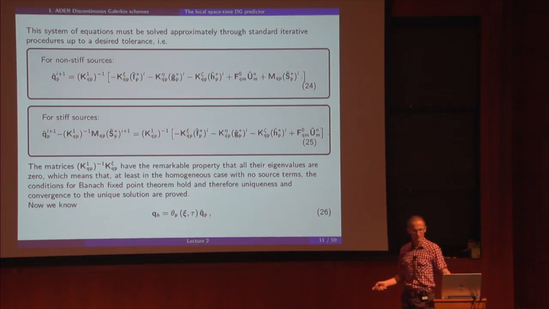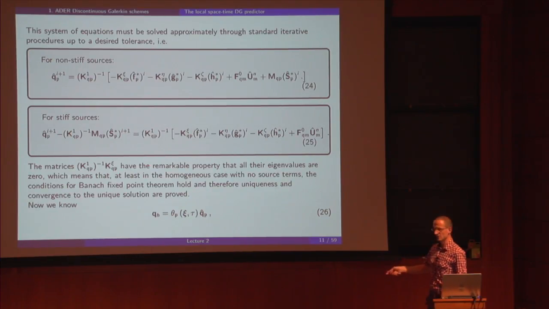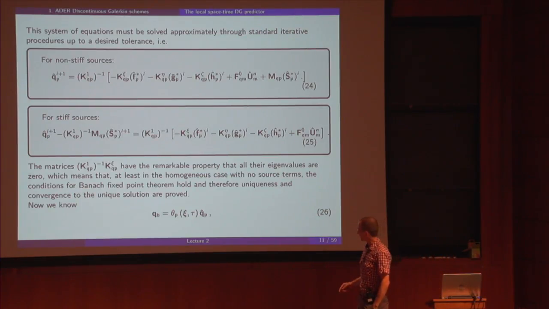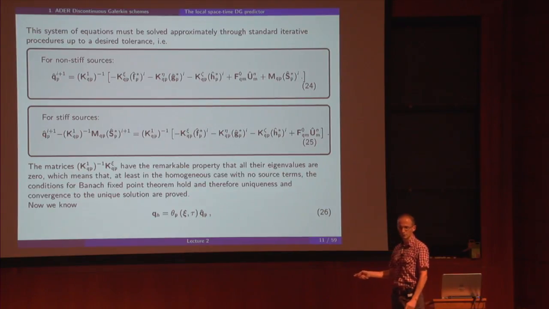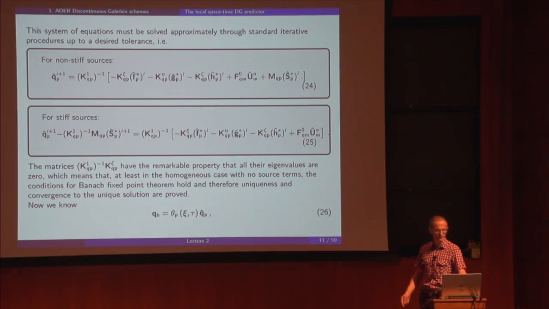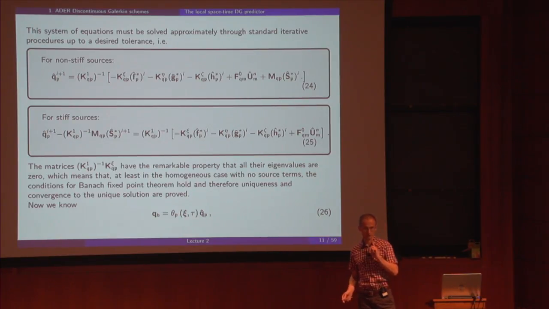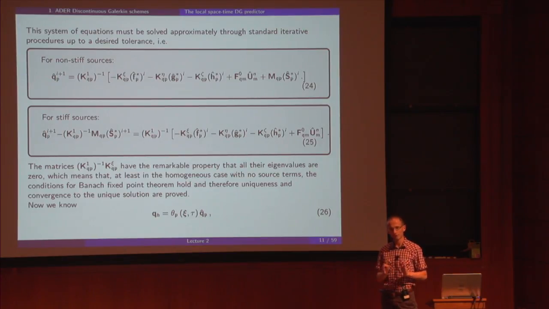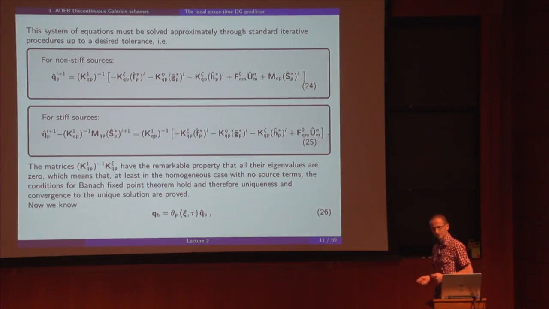The convergence of this is guaranteed, under certain conditions, by the Banach theorem, the fixed point iteration theorem. And essentially it's very efficient. For non-stiff cases, it will converge in 2-3 iterations. For stiff cases, something more, 5-6 iterations. So if you can solve this, you will compute any of these space-time degrees of freedom, and therefore you will have your space-time polynomial. But this is not yet the solution. It's just a predictor of the solution, local for that cell, from time level tn to tn plus 1.